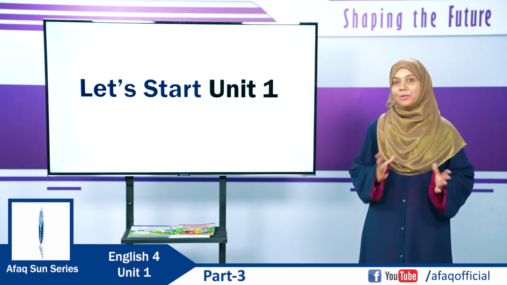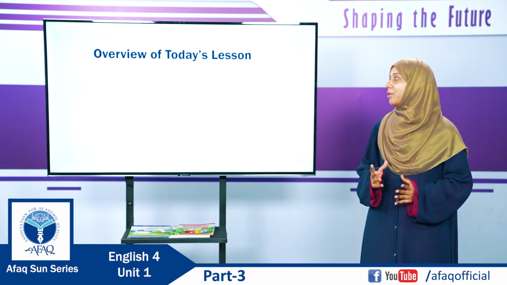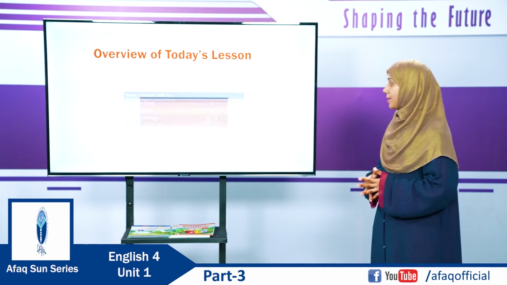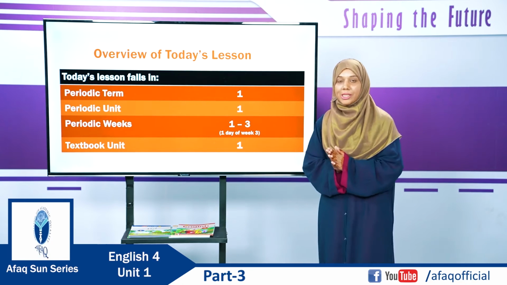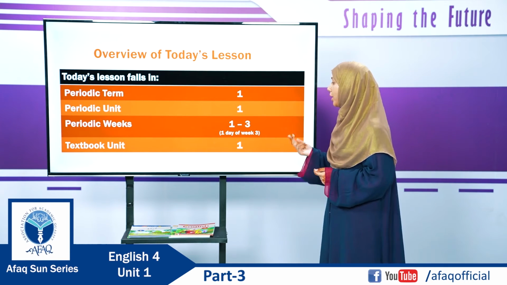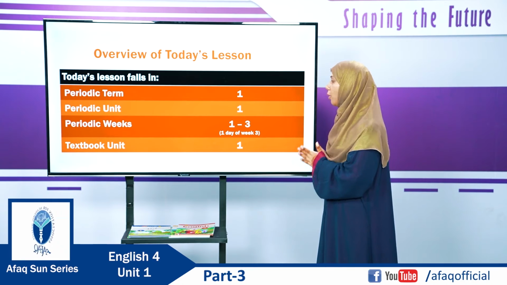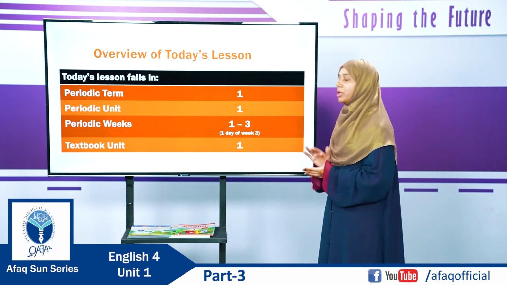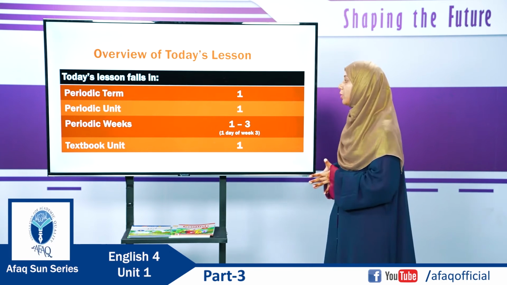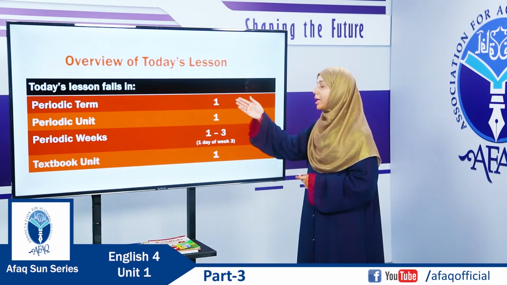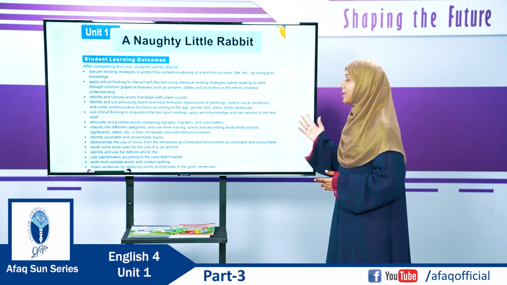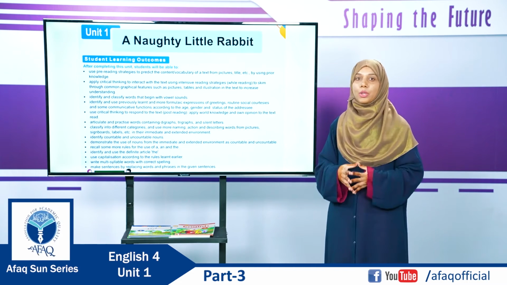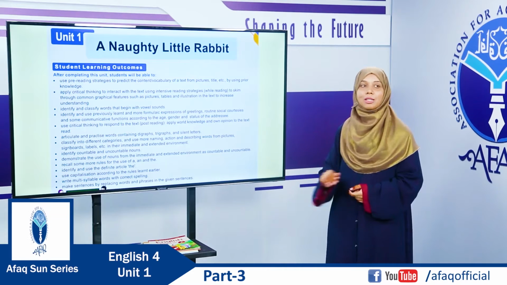Children, are you ready for an exciting lesson? Very good. In today's lesson, we will cover textbook Unit 1. This unit will be covered in 3 weeks, Week 1, Week 2, and 1 day of Week 3. I also want to remind you that this unit falls in the periodic Unit 1 and Term 1. The title of Unit 1 is A Naughty Little Rabbit, and in this unit we will cover these 14 SLOs.